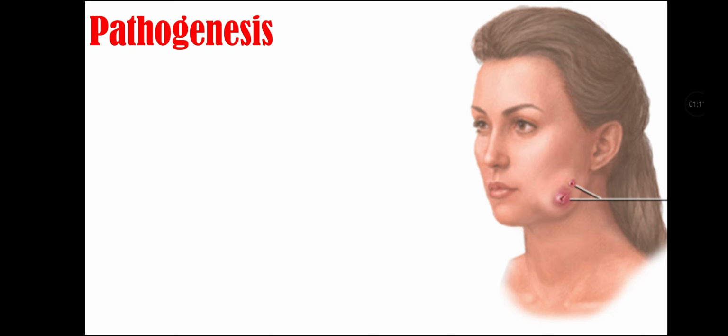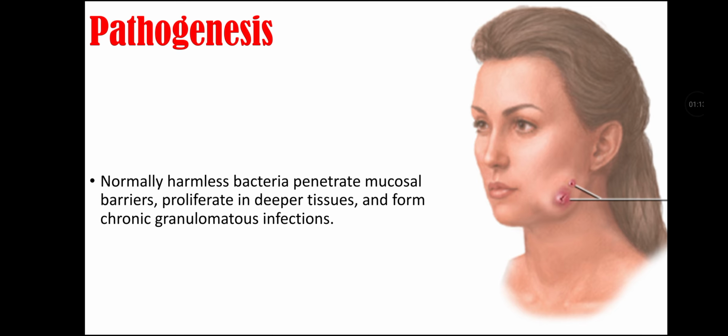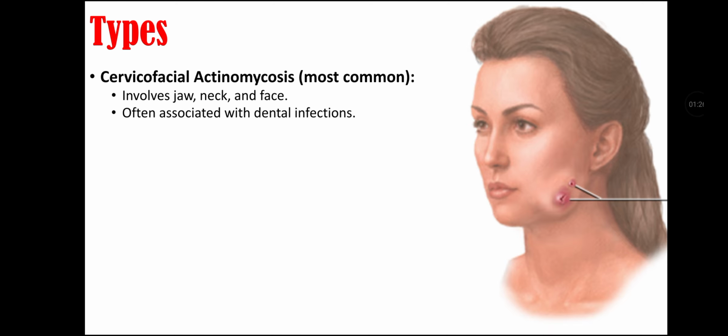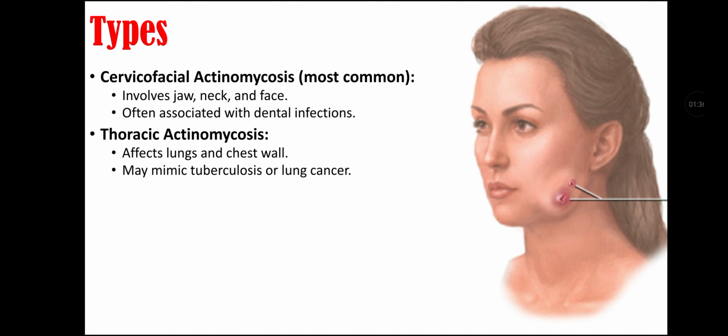Now let's talk about pathogenesis of actinomycosis. It is normally harmless bacteria that penetrate mucosal barriers, then it proliferates in deeper tissue and forms chronic granulomatous infections. Types of actinomycosis. First type is cervicofacial actinomycosis, that is the most common type. It involves jaw, neck and face, and it is often associated with dental infection.